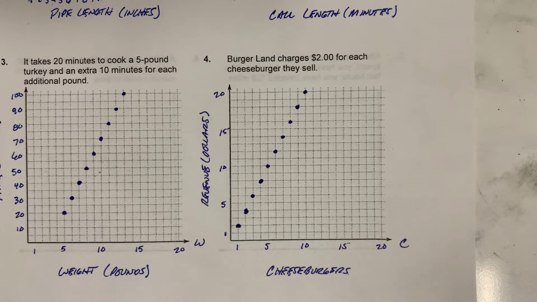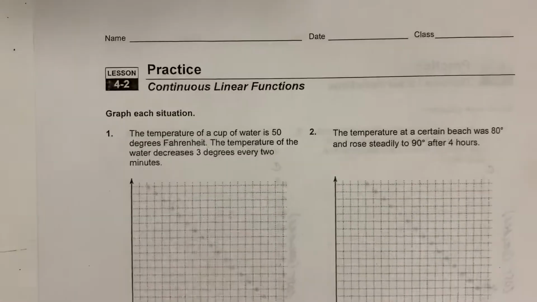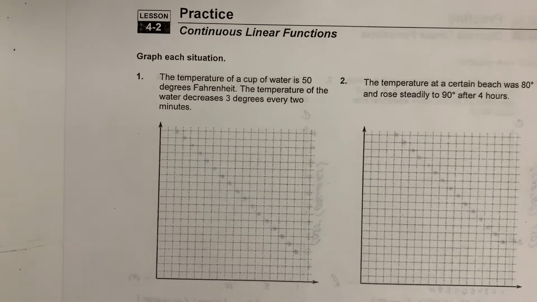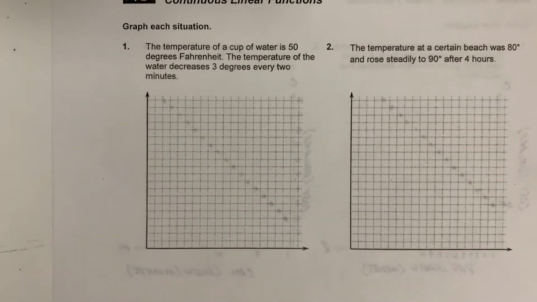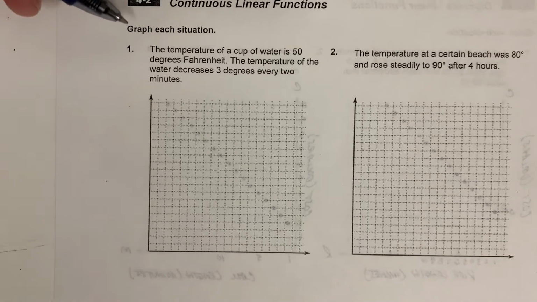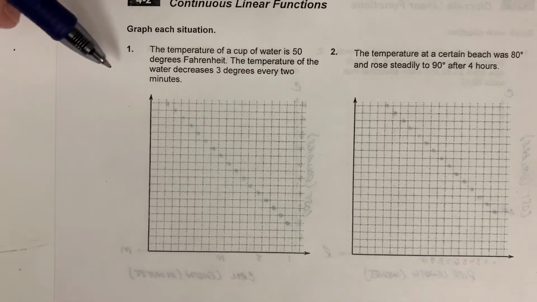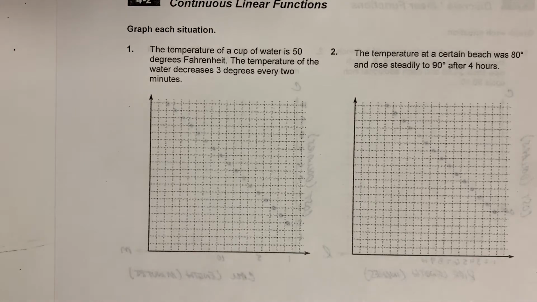And now we're going to talk about continuous linear functions. Continuous linear functions basically are not the opposite of discrete, but you can go between the dots. And a lot of times these will deal with things like time. Time can always be split in half. And so you can always go between two time values. So don't expect most of these to be in time, if not all of them.